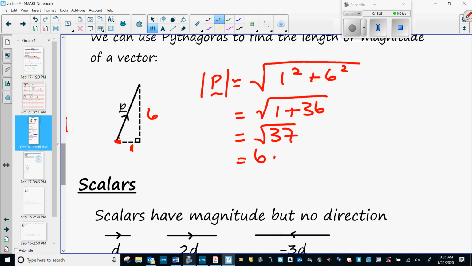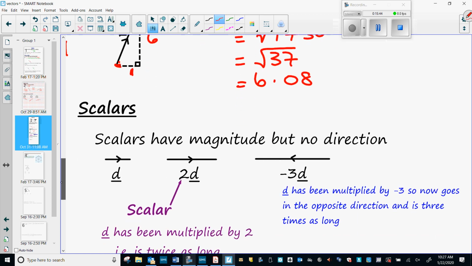6.082762. Put that into 3 significant figures, please, Emma. 6.08.